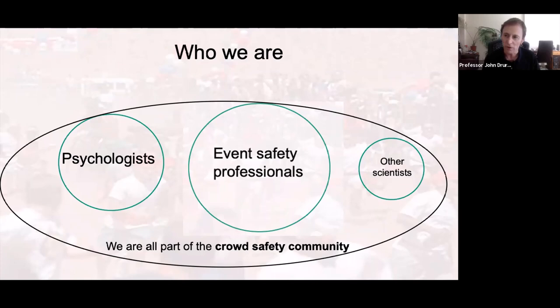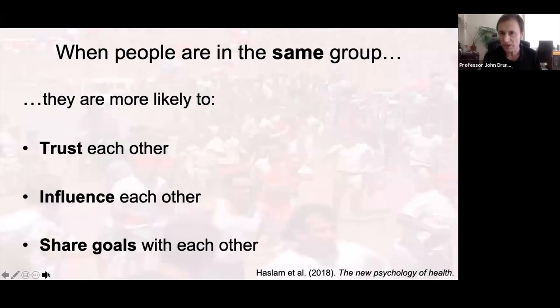So now I want to tell you some of the things we've learned about groups, about group processes from many years of research. So this is not true of all groups, but it's true of many groups and on most occasions. And the first feature of groups is that when people are part of the same group, see each other as part of the same group, they're more likely to trust each other. And trusting each other means two things. It means that they're more likely to listen to each other, but it also means they're more likely to believe each other.